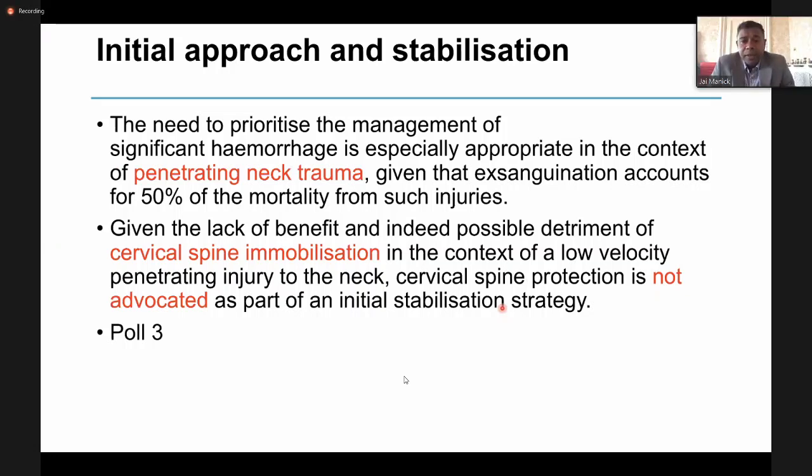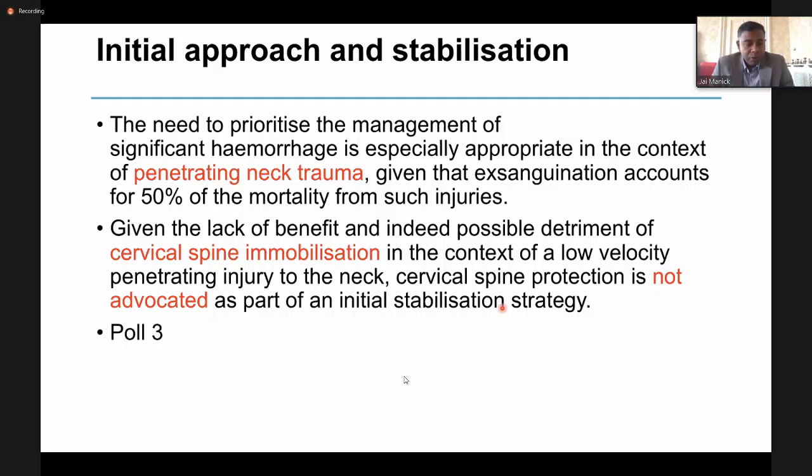So in the poll, we had a discussion before. For penetrating neck trauma, given that exsanguination can account for 50% of the mortality from such injuries, C-spine immobilization is not mandatory.